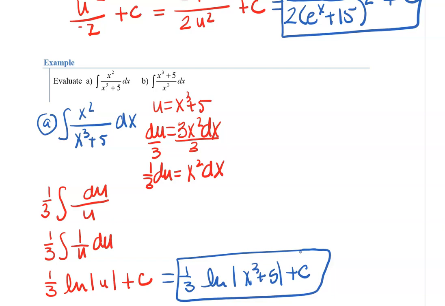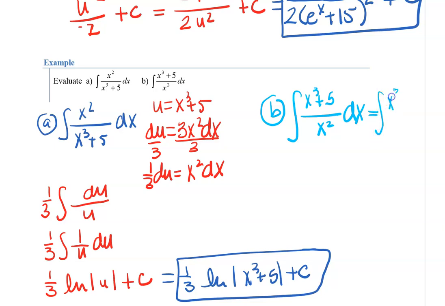Now let's do the reverse of it. You can see this just switched your denominator and your numerator. So in part B, let's see how that works out. So this is the integral of x cubed plus 5 over x squared dx. With this one, because the degree of the denominator is smaller than the numerator, I'm going to go ahead and do my algebra and divide that out. So that would be the integral of x cubed over x squared plus 5 over x squared dx.